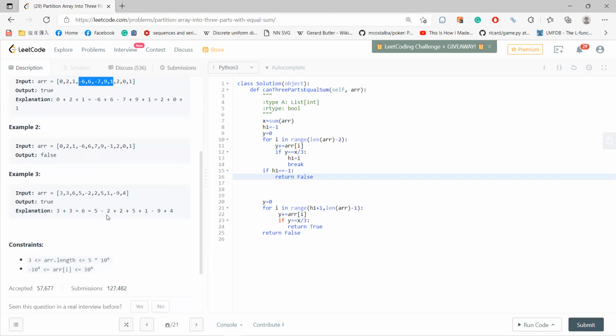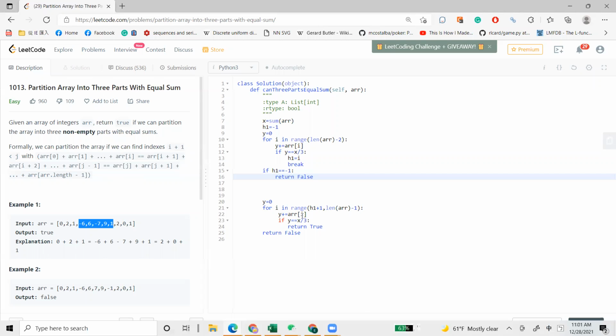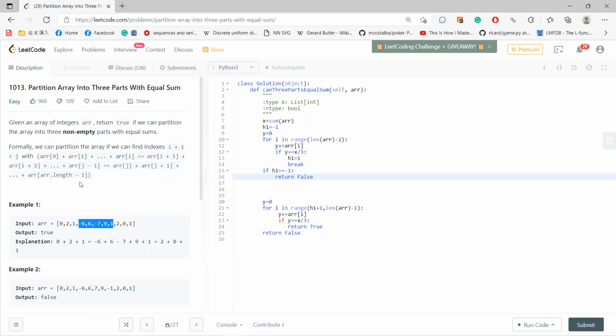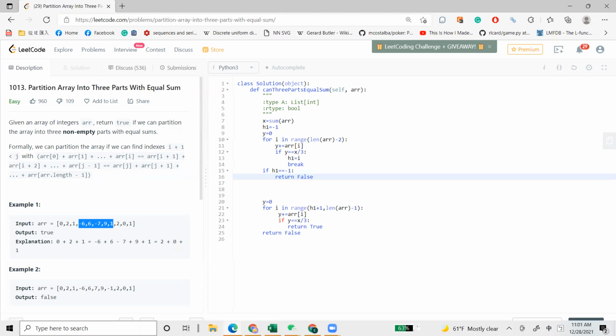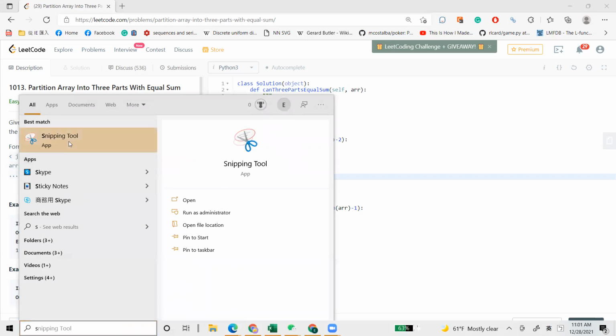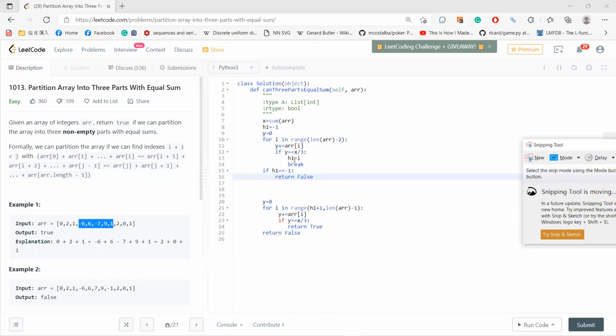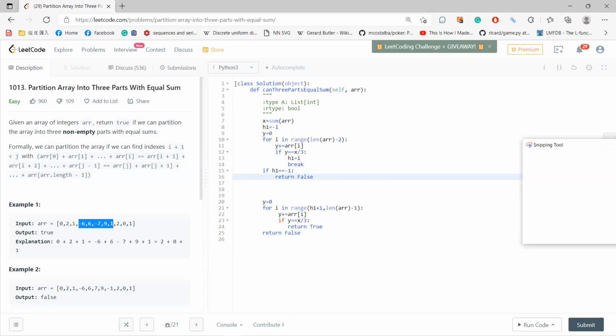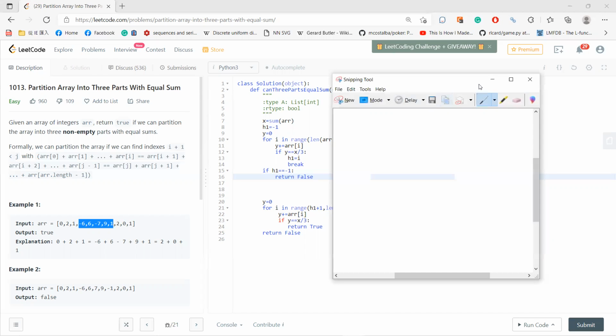The other examples are false and true. Okay, so this problem is interesting because naively it may be a little bit hard to think about, but ideally, the idea is very simple. So basically you can just separate this into three parts. Let's just look at the idea.